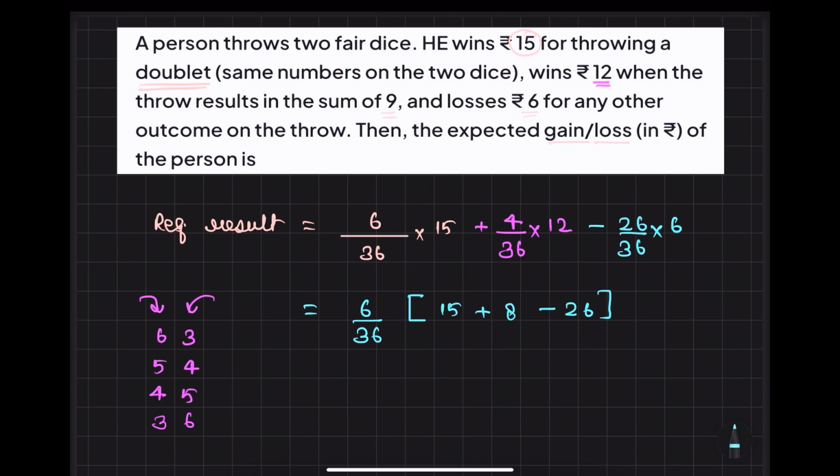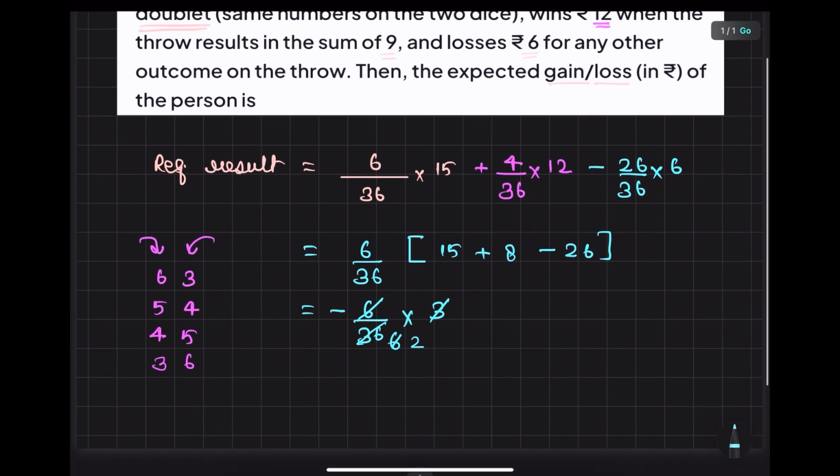Then 15 and 8 make 23, and it's a minus 3. So can I say that it is 6 by 36 times minus 3. So 6 times 6 is 36, 6, 3, 2 times 6. So the expected value is minus 1 by 2. Minus sign is representing that he will lose. So the chance of his losing is 1 by 2.